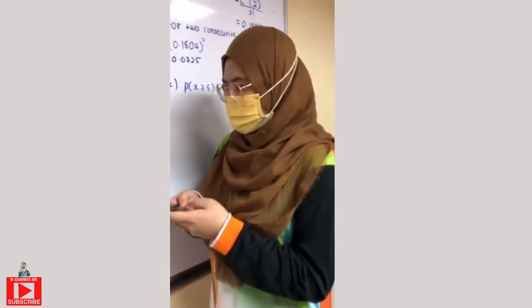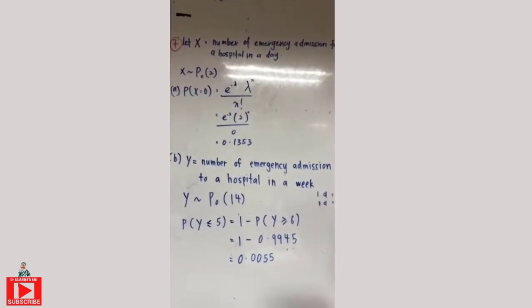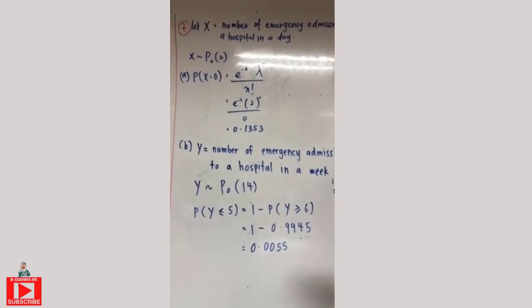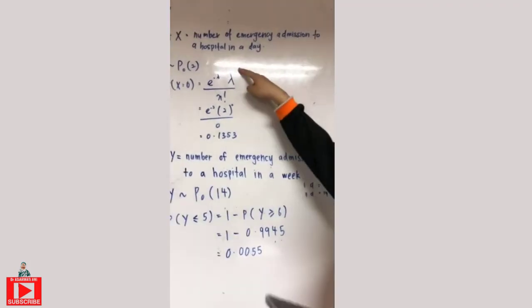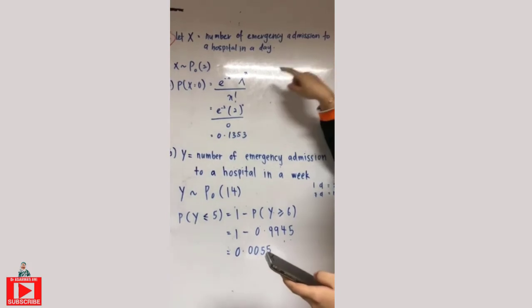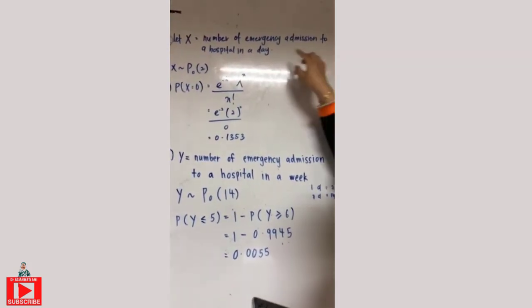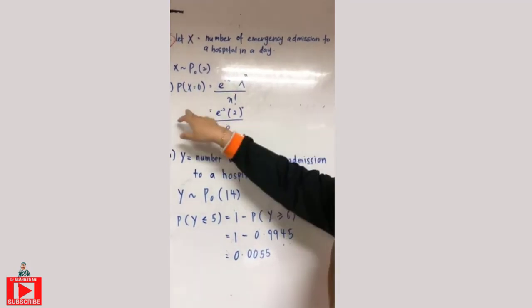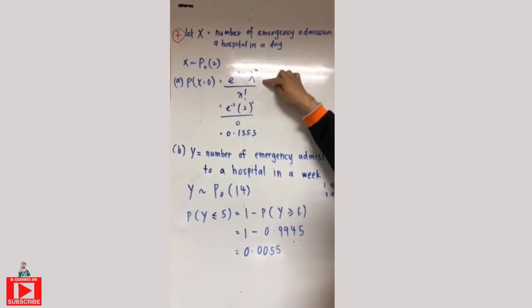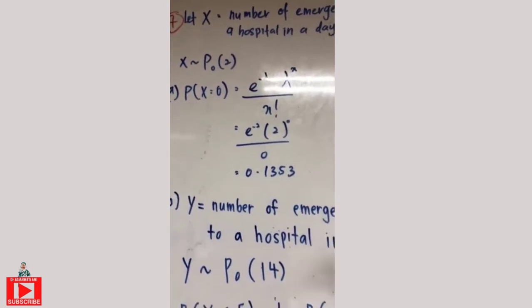Okay, so nombor 7 ni dalam soalan dia dah bagi tahu number of emergency admission to a hospital in a day, dia bagi mean 2. So yang A ni dia minta probability no emergency in one day. So kita let X number of emergency admission to a hospital in one day. So P(X = 0), kita masukkan je dalam formula. Lepas tu dapat jawapan 0.1353.